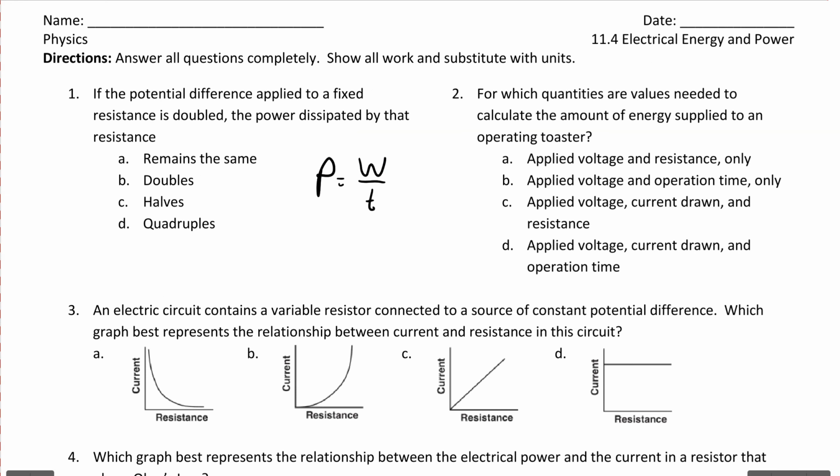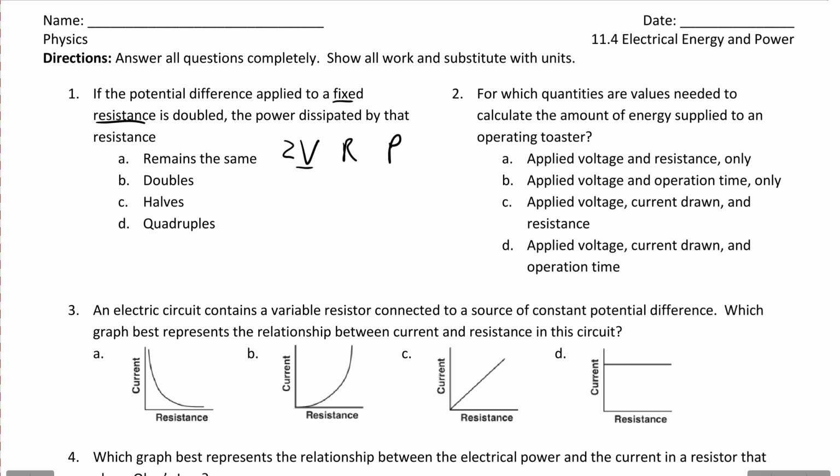So the first question is kind of like a little tricky. It says, if the potential difference, the voltage, applied to a fixed resistance. Okay, so they want to keep the resistance the same, and you're doubling the voltage. What happens to the power? So this is another relationship type problem. We've seen these before. There's an extra thing to worry about.